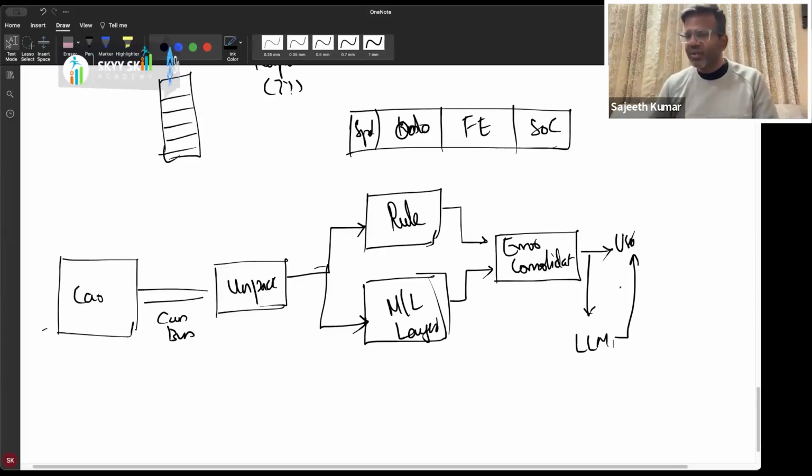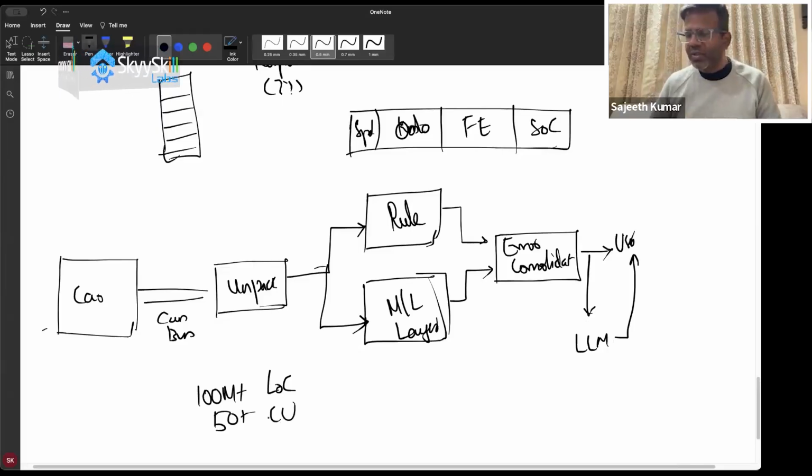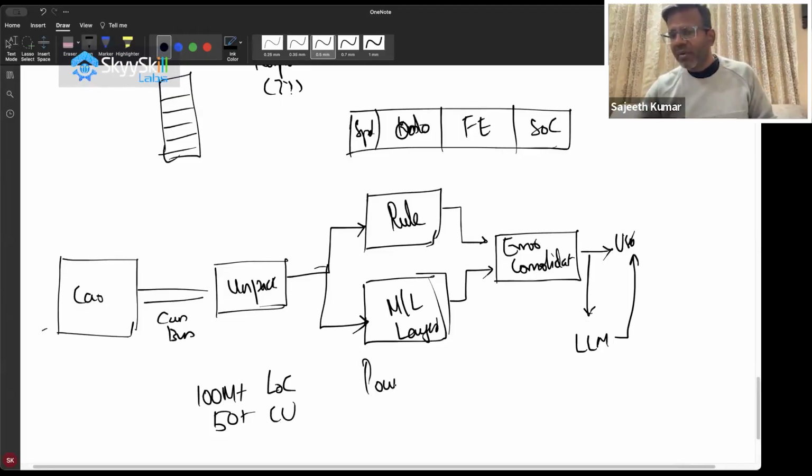There are multiple reasons why this has to happen, because like I said, remember the very first discussion we had, 100 million plus lines of code. There are also going to be 50 plus control units, and the CAN bus per se, right? You will have powertrain CAN, body control CAN, comfort CAN, and also diagnostics CAN.